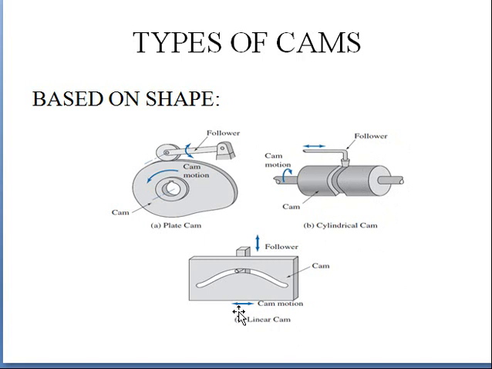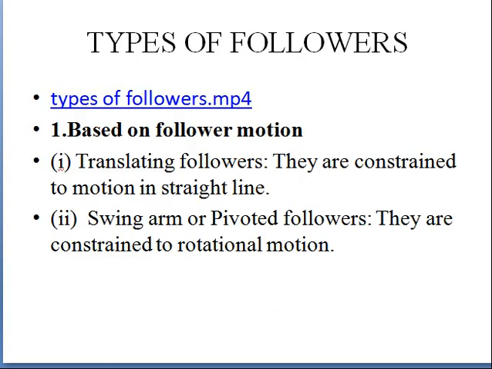This is a linear cam. In case of linear cam, the motion of follower will be in the groove of the cam, and here also there will be a translatory motion of the follower. So next we have different types of followers.